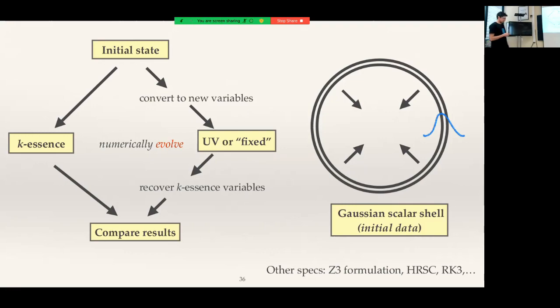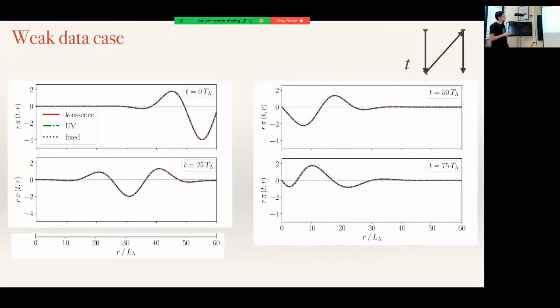And yeah, let me show you just 2 cases. The first case I want to show is the weak data case. Basically, the scalar shell has small enough amplitude that it is a small perturbation from the Gaussian state. What you see here, in the 3 colors, are the 3 different theories, and time evolves from up to down and left to right. Here I'm plotting the scalar field times r against the radius.